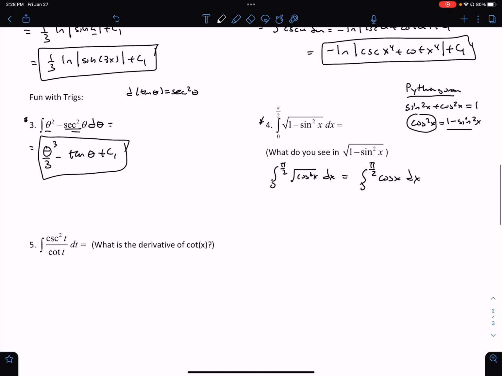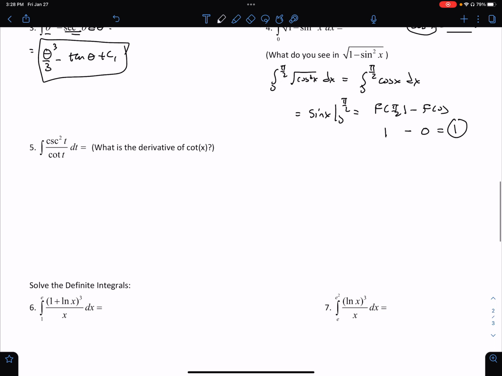Taking the square root of a square, we're just going to get cosine of x. And this I know the antiderivative. What function's derivative is cosine? Well, that's just sine of x. From 0 to pi over 2, use your FTC, we get f of pi over 2 minus f of 0. So what is this? Sine of pi over 2 is 1, minus the sine of 0 is 0. So we just get 1 right there. Very easy to solve that.